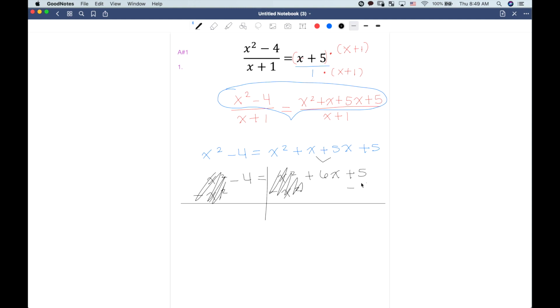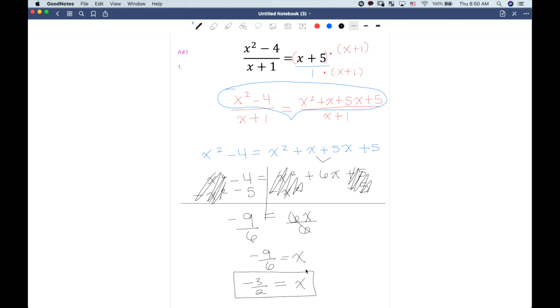I'm going to subtract the 5 over, so that way I have constants on one side, variables on the other. This cancels out. Negative 4 minus 5 is negative 9 equals 6x. Divide by 6. x is equal to negative 9 over 6. But this fraction can be simplified, so make sure you always simplify. That's going to give me negative 3 over 2. So right now, that is a solution to the problem.